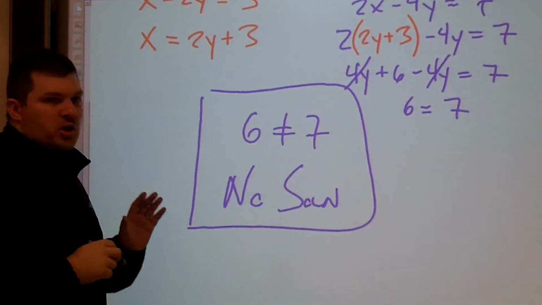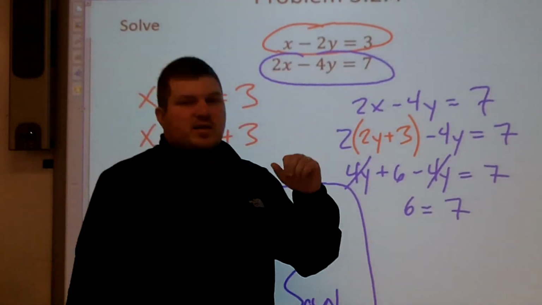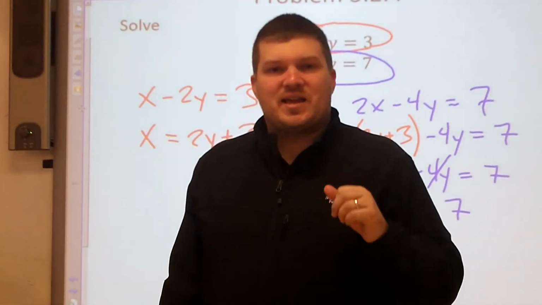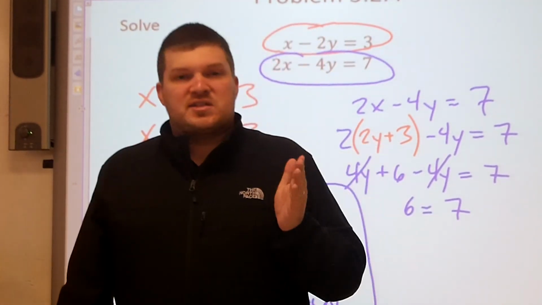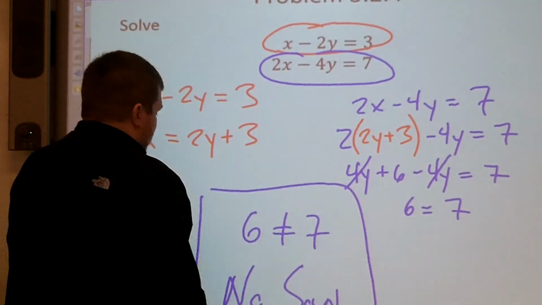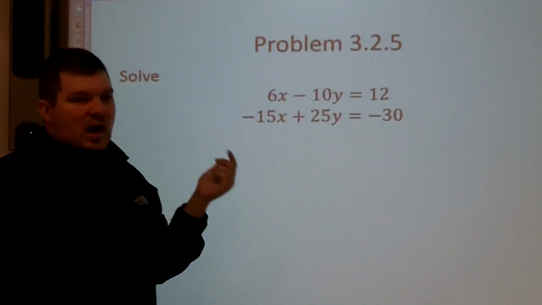What that means is there are no intersection points. What that means is these lines are parallel. If we got y by itself in these equations, what we would find is we would have the same slope, but different y-intercepts. The exact same slope, but different y-intercepts. There's no solution. These lines are parallel. Okay? And the last one here.